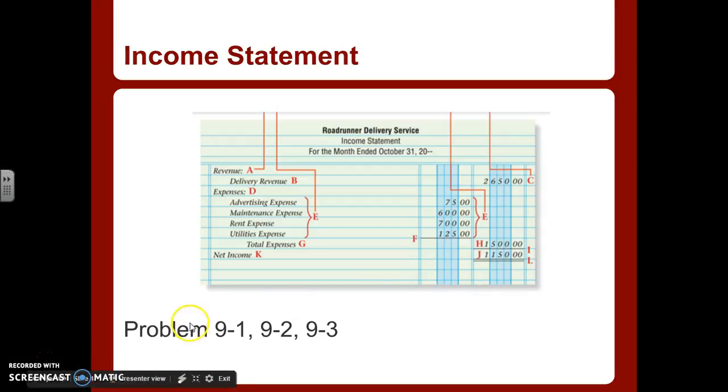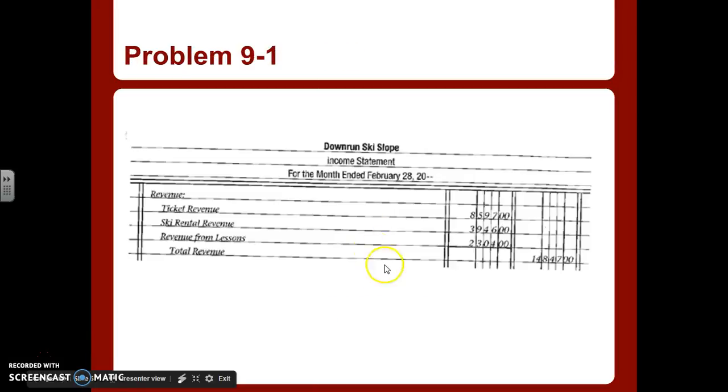You'll practice this by doing problems 9.1, 9.2, and 9.3 in your problem packet. So problem 9.1, here's what we have. We have ticket revenue, ski rental revenue, and revenue from lessons. Because we have more than one revenue account, we list the balances of each revenue account in the left-hand column, single rule, then calculate the total revenues and put that in the right-hand calculation column.